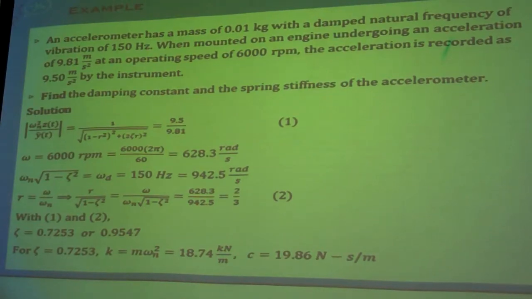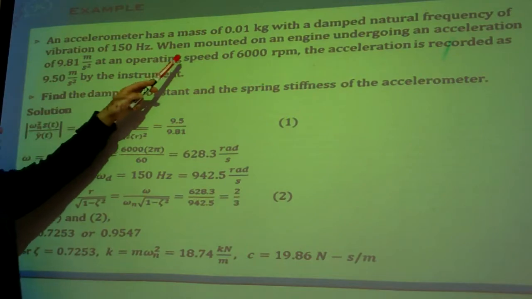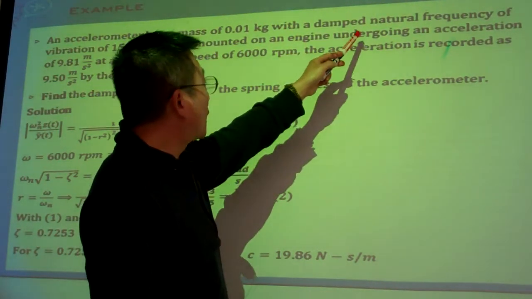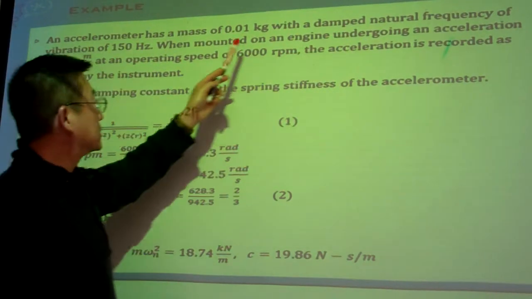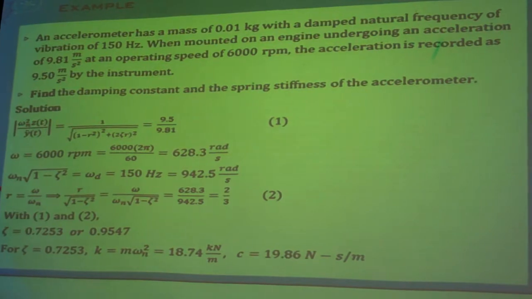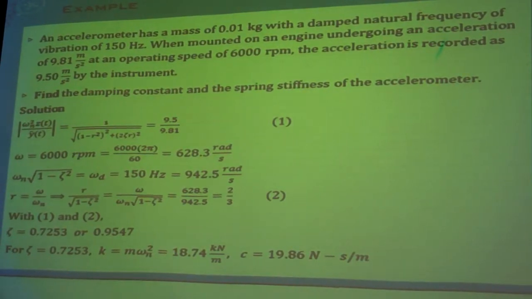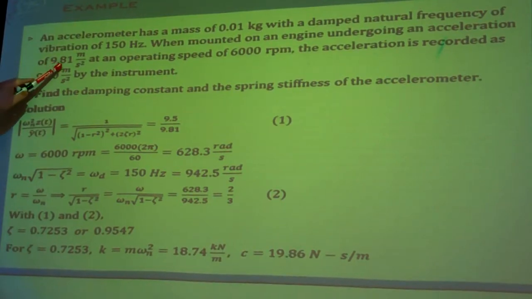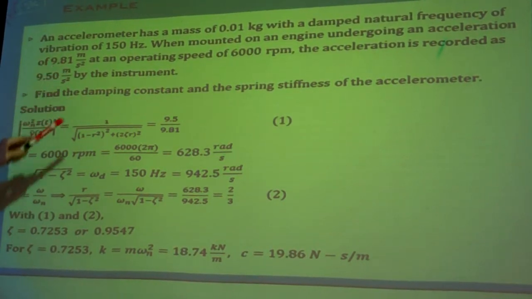So basically, we are using one accelerometer, and here we are given the property that m equals 0.01 kilograms, and we have a damped natural frequency equal to that much. With such a specification, we want to measure, and the actual acceleration is 9.81. That's the actual one.